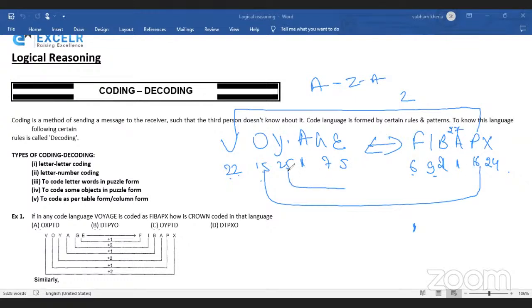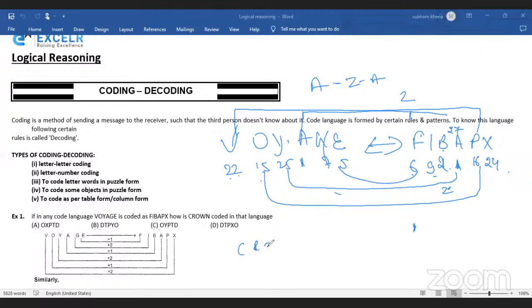Now you can check, sir, 25 plus 2 gives me 27. 1 plus 1 gives me 2. So what can you say? Sir, the pattern is alternate. Look, plus 2, plus 1. 25 plus 2, 27. 1 plus 1, 2. 7 plus 2, 9. 5 plus 1, 6.